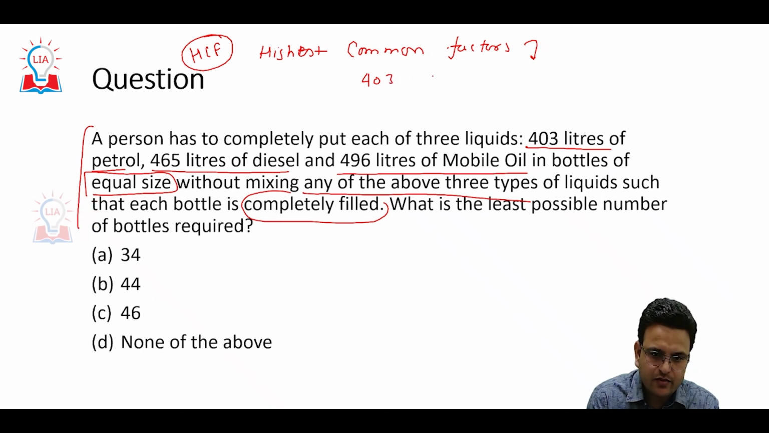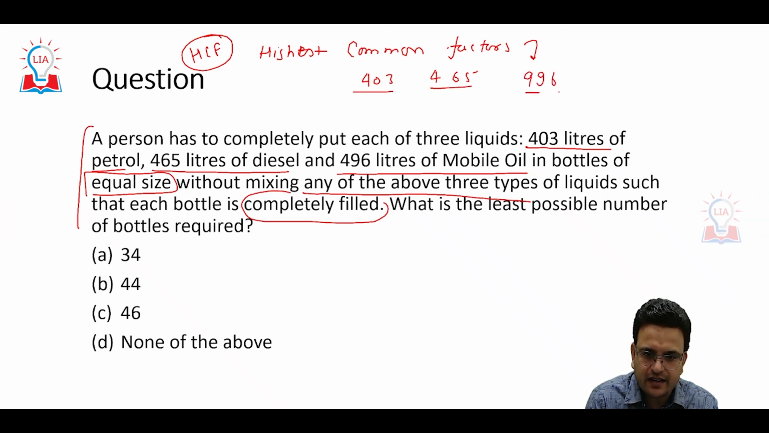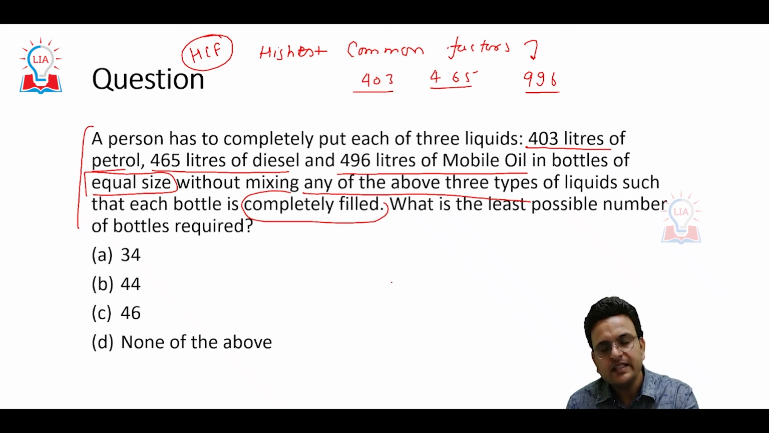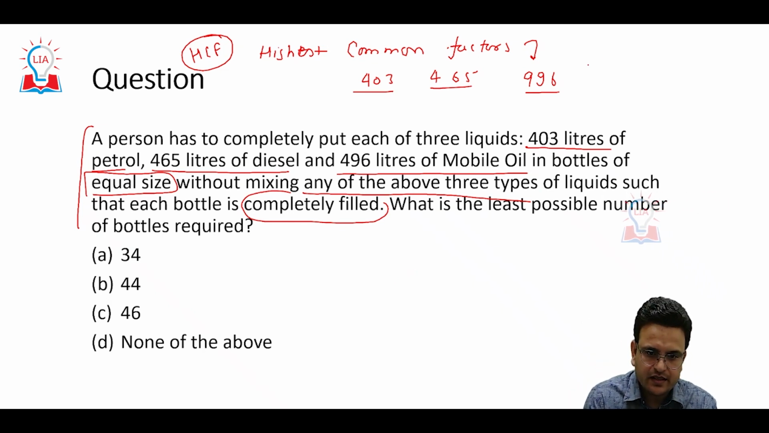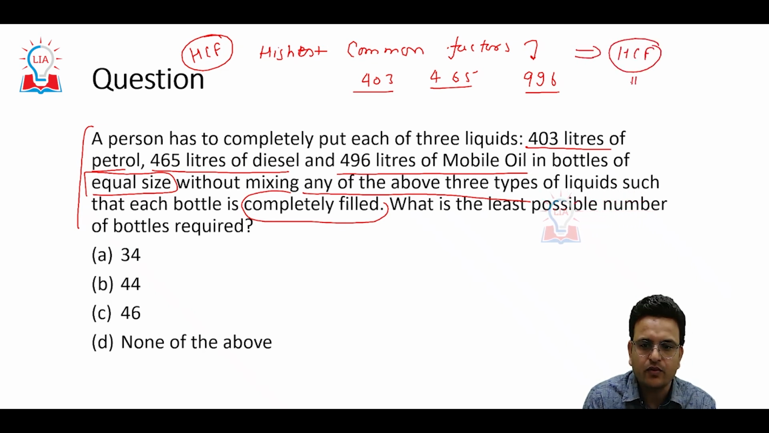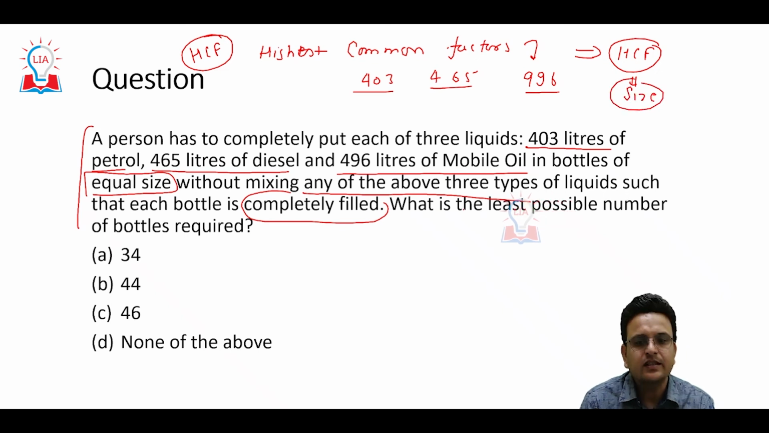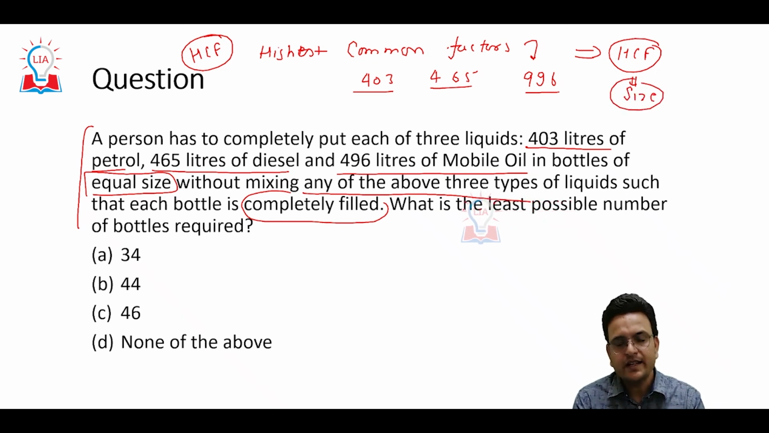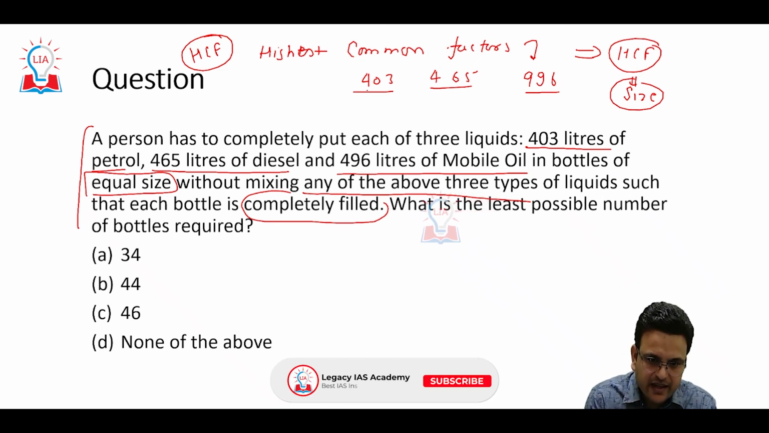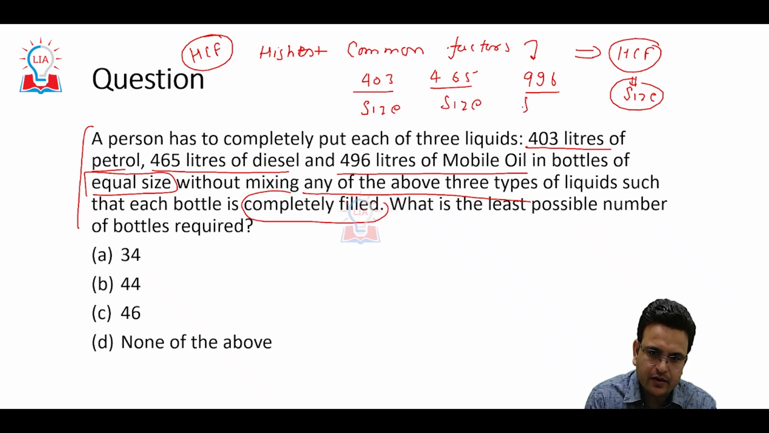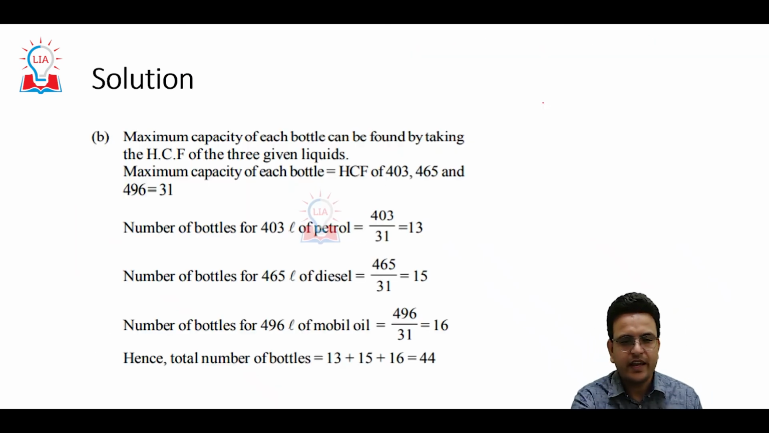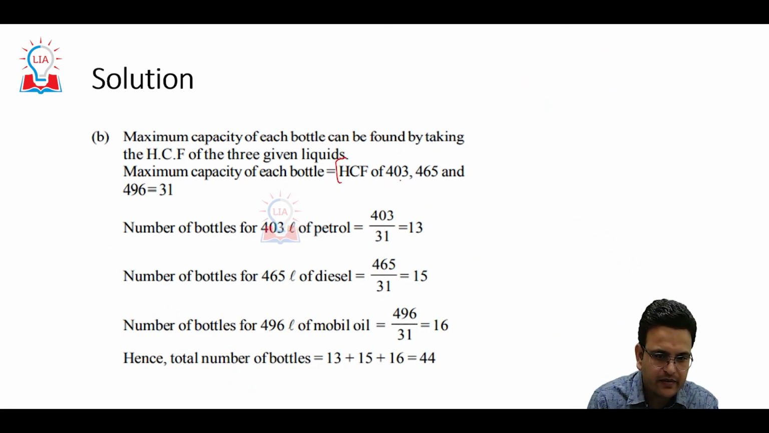So when I get the HCF of these numbers, it means I am getting a number which can divide all these given numbers. It means the number I am going to get, the HCF, will be the size of the bottle. Getting my point? Size of the bottle. When I get the size of the bottle, then I can divide by the size of the bottle and get the number of bottles also.